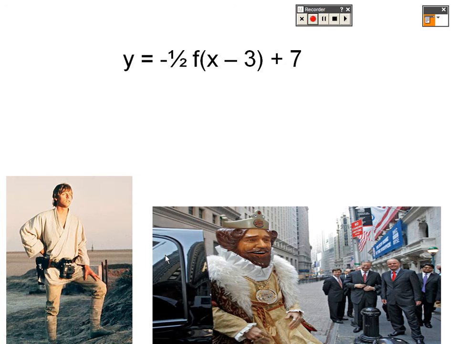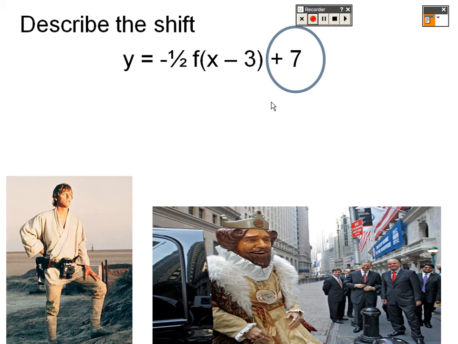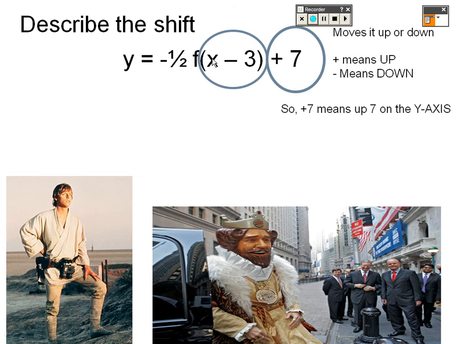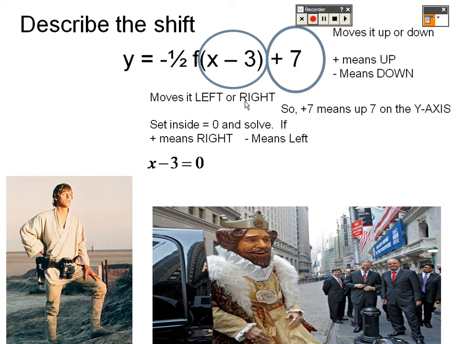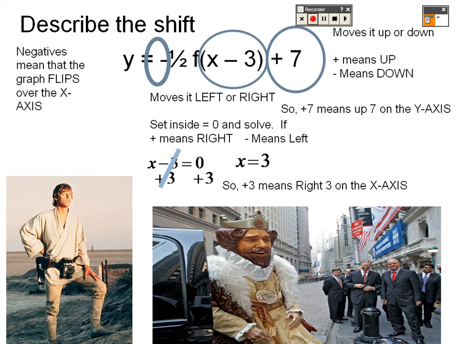Just tell me how it moves. Don't need to graph it. So when you tell me where it shifts, you can tell me that it moves up 7 on the y. You can tell me it moves right 3 on the x, right? And you can tell me that you would multiply the y's by negative 1/2, which means it flips over the negative, right? That negative means it flips over the x-axis, and that half means that it gets wider vertically.